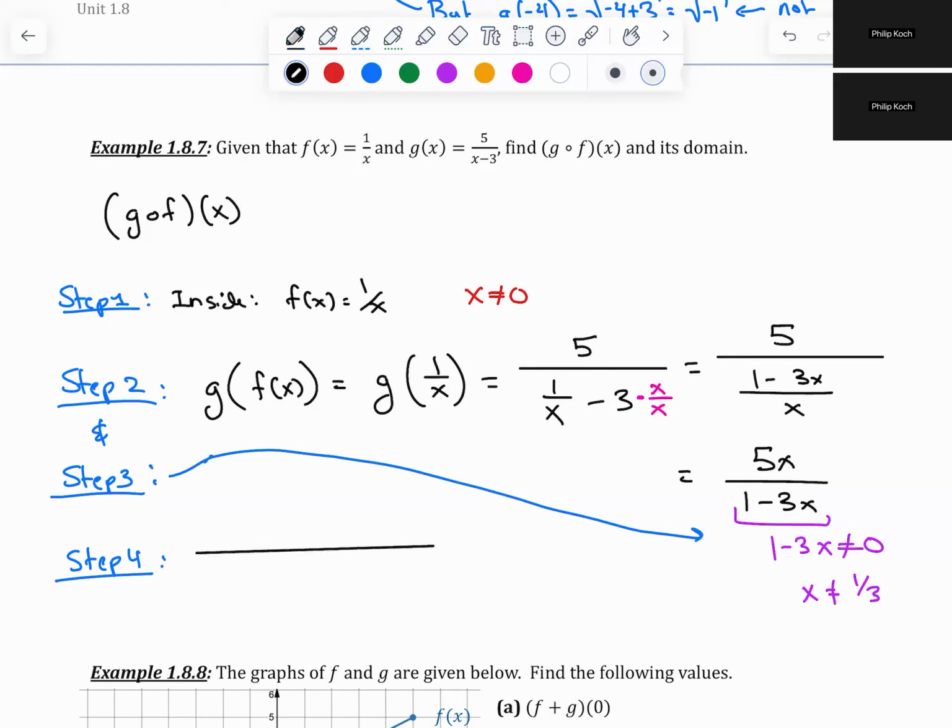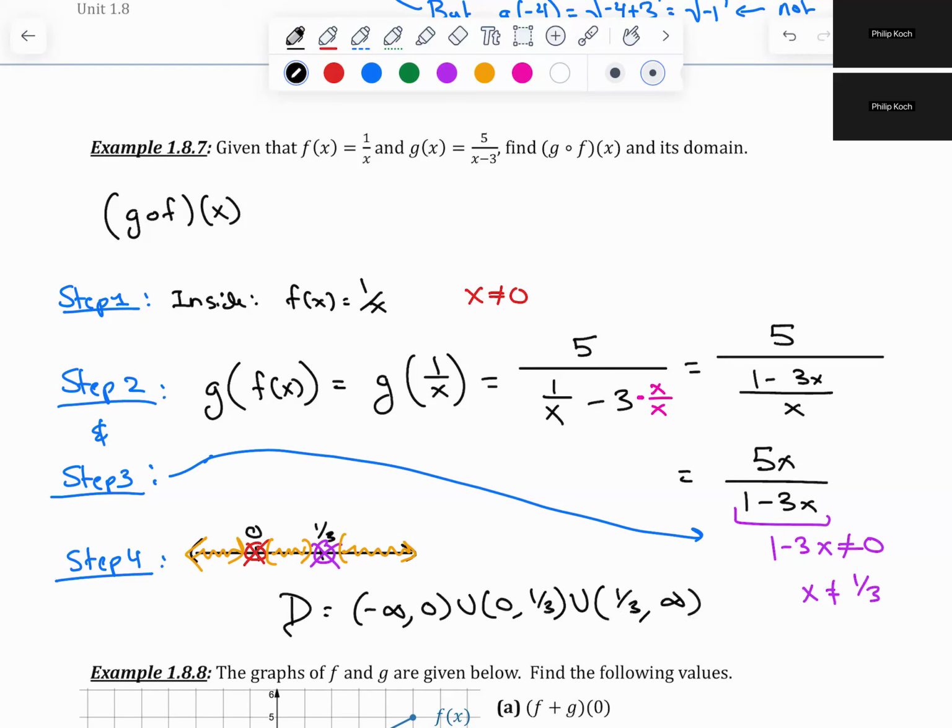So on a number line, though, if you've got it already on lockdown, cool. 0 and 1/3. From the red, 0 is excluded. From the purple, 1/3 is excluded. And everything else is fair game. So the domain is parenthesis negative infinity to 0, union 0 to 1/3, union 1/3 to positive infinity. I can box this answer in. It also said to find the g composed of f, so I guess I should also box this in as well.